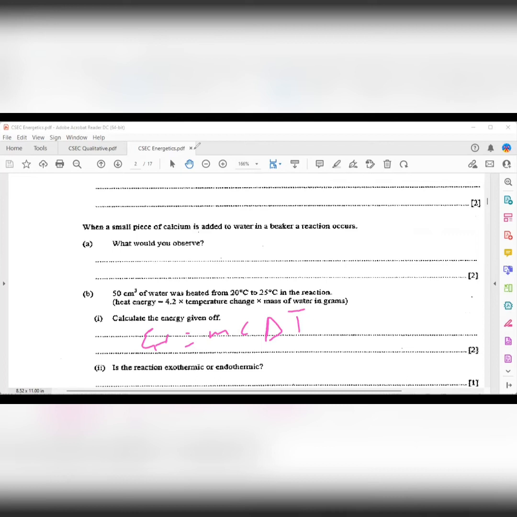But you're saying to yourself, they didn't give us a mass of water, they gave us a volume of water. Well, the density of water is 1 gram per 1 centimeter cube, which really means that if you have 1 centimeter cube of water, you really have 1 gram of water. If you have 1,000 centimeters cube of water, you have 1,000 grams of water. So if you have 50 centimeters cube of water here, you really have 50 grams of water. So we can put 50 grams right there, times the specific heat capacity of water, which is C.